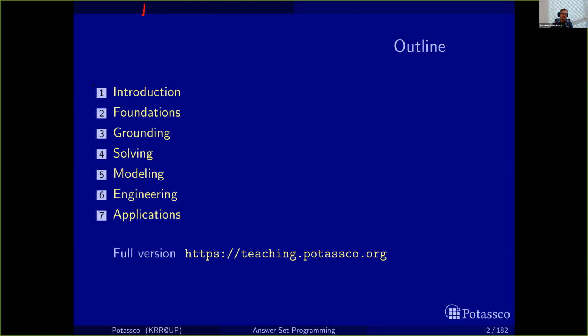I think we will be doing quite a lot in the beginning. This will be a big bulk, where we talk about ASP, what it is, what it does, then look a little bit at the foundations. And then the other big bulk will be modeling. Once we have sketched a little bit how grounding works, how solving works, we will look a lot into modeling. And then last but not least, we will talk about engineering.